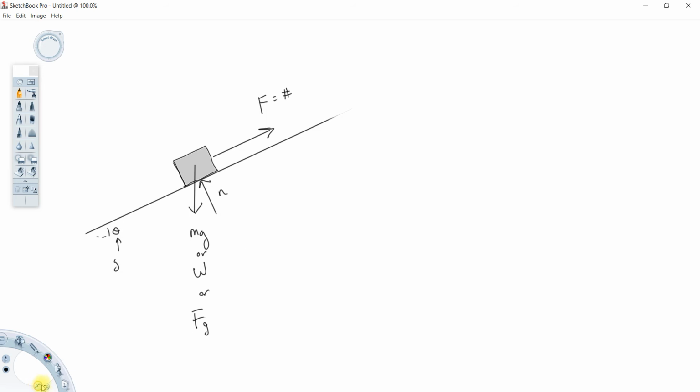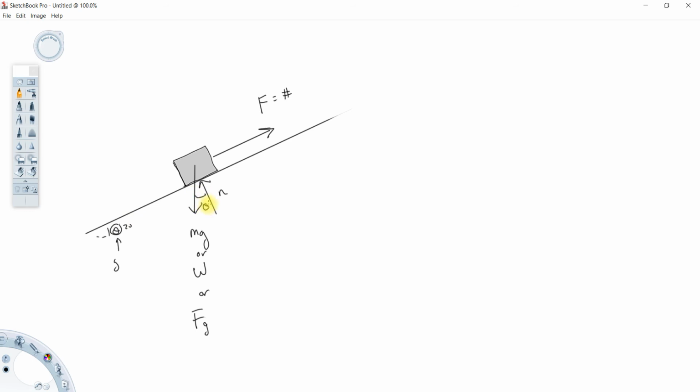Now, it's pretty easy to show. Let me go through a quick numerical example. Let's say that theta were 20 degrees. This triangle right here would make this one 70 degrees. But from here to here is 90. That would make this one 20 degrees. The moral of that little story is whatever this angle is right here, this one's going to be the same.